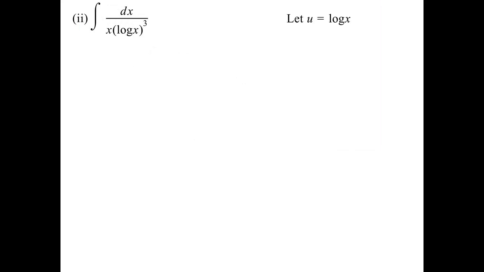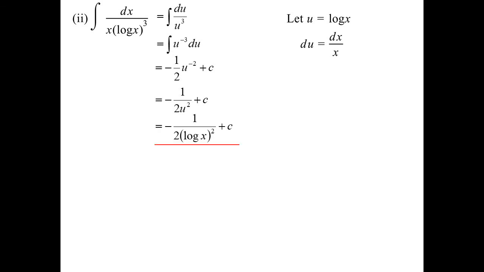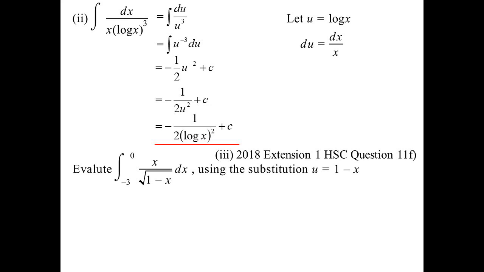dx on x (log x) cubed, and they've told us to use u equals log x. So du will be dx on x, and we've got both of those things there. There's dx on x, and we also have log x, so we can change that one to du on u cubed. I'll change that to negative indices there. Add 1 to the power over the power. We get minus a half u to the negative 2. Sub the u back in. There's our answer.